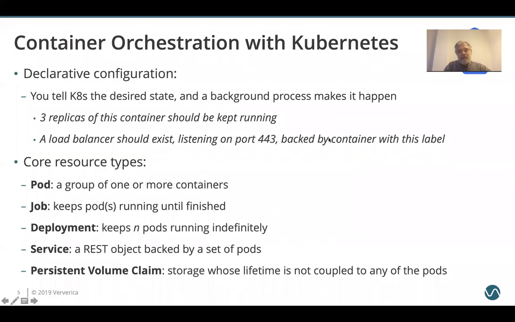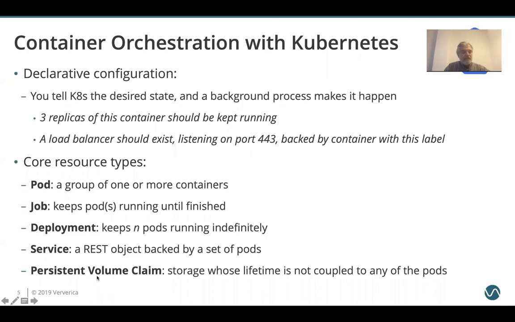Now, in addition to having containers, you also need some way to manage the fleet of containers you end up with, and that's the problem Kubernetes is designed to solve. It works in a declarative fashion where you describe what you want to have running, and a set of background controllers makes that happen. So for example, you might say that you want to have 3 replicas of a specific container running at all times, or that you might want to have a load balancer backed by a certain container that's open on port 443.